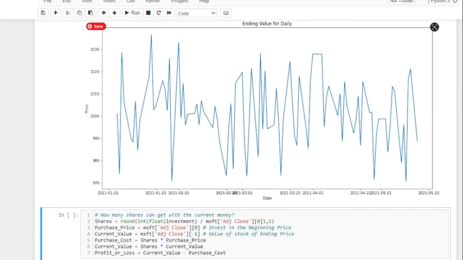This is an example of Python code to calculate profit and loss on Microsoft stock. If you have any ideas on how to improve the code, I'll be happy to change the code and publish this in a new video.